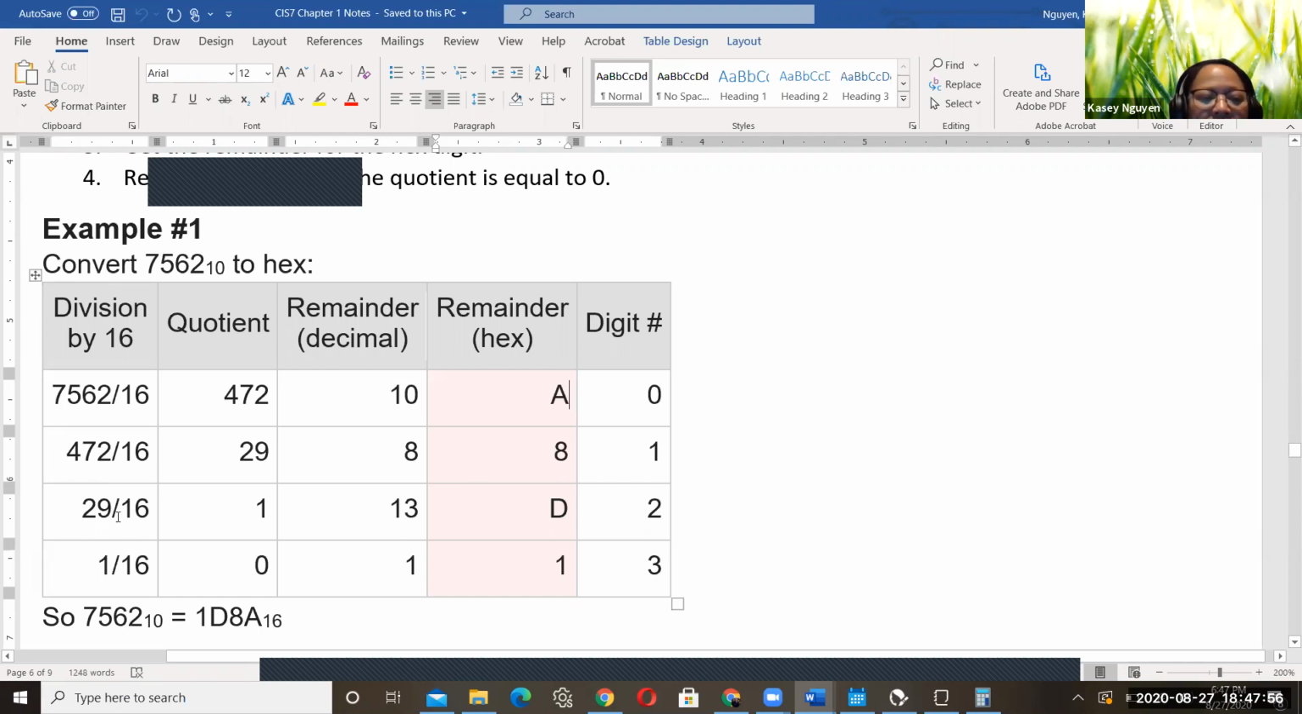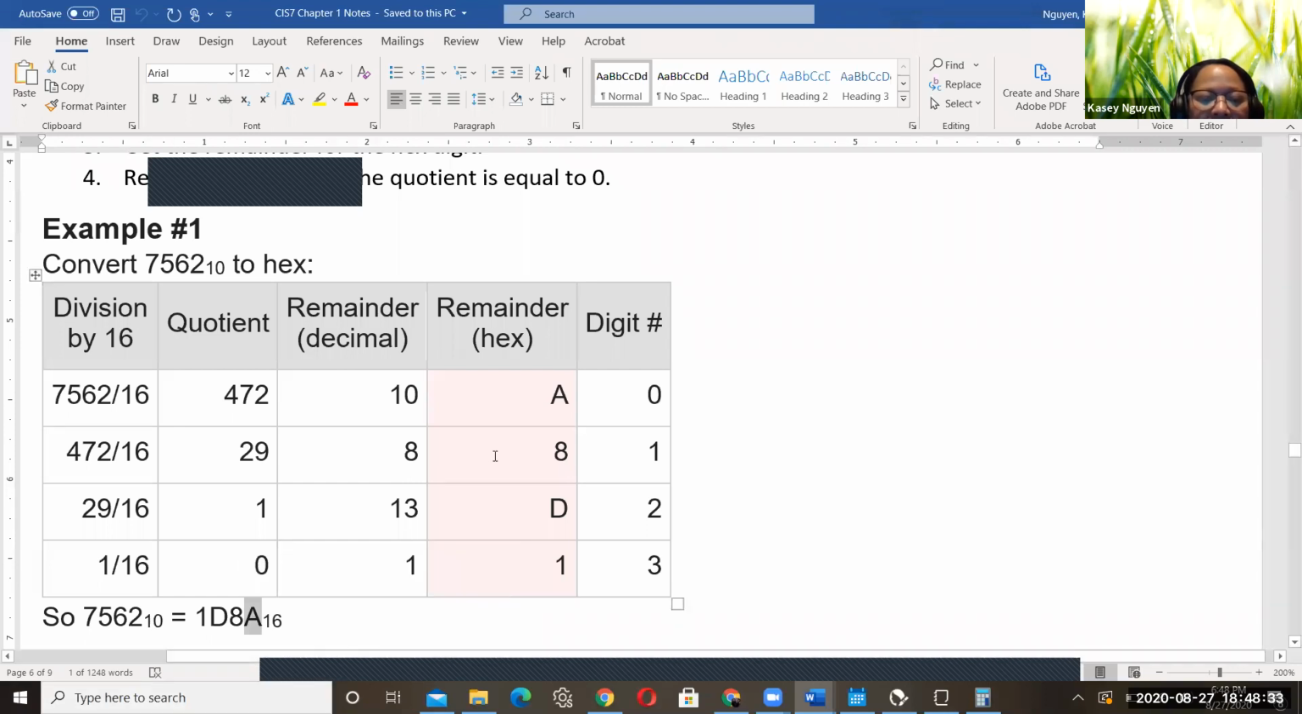Okay, and then 29 divided by 16 is good, because 29 was the quotient here. It's going to give you 1 with the remainder 13, and 13 represents D. And then 1 is still of significance in the quotient, so we take 1 divided by 16, which gives us a 0 with the remainder 1, so that's going to give you 1. So the way we write this out is the A, the first one, is going to be on the right.